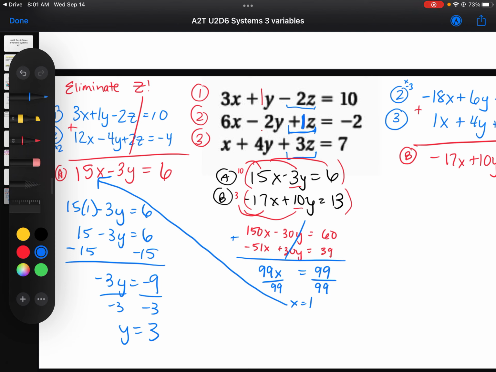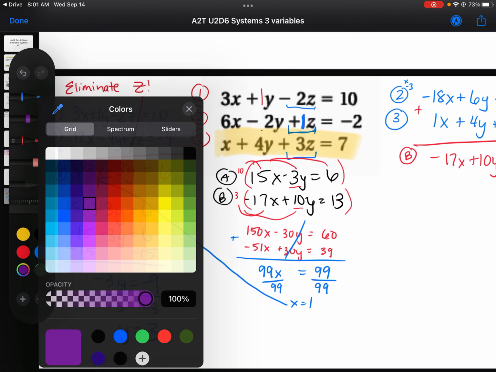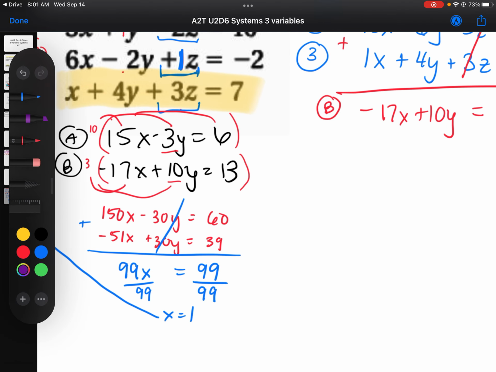Now I take the x and the y and plug them both into one of my equations. I am going to pick equation 3. You could pick any of the equations. Does not matter. So, I like to rewrite the equation first, so I eliminate my errors.